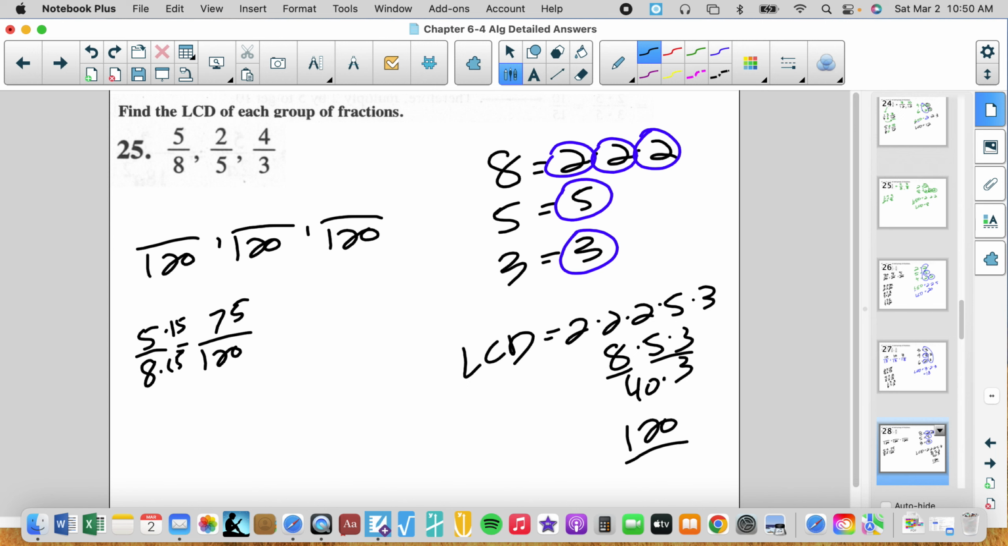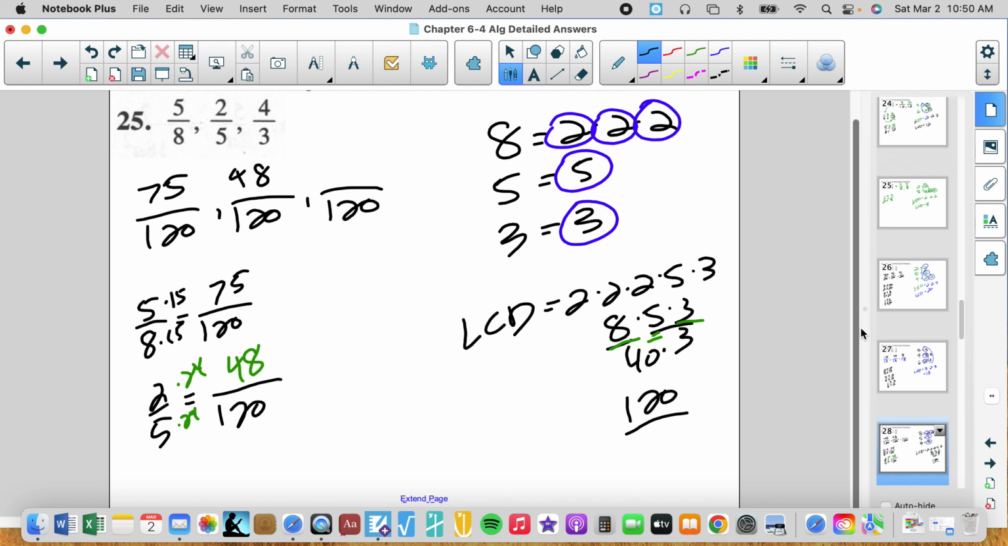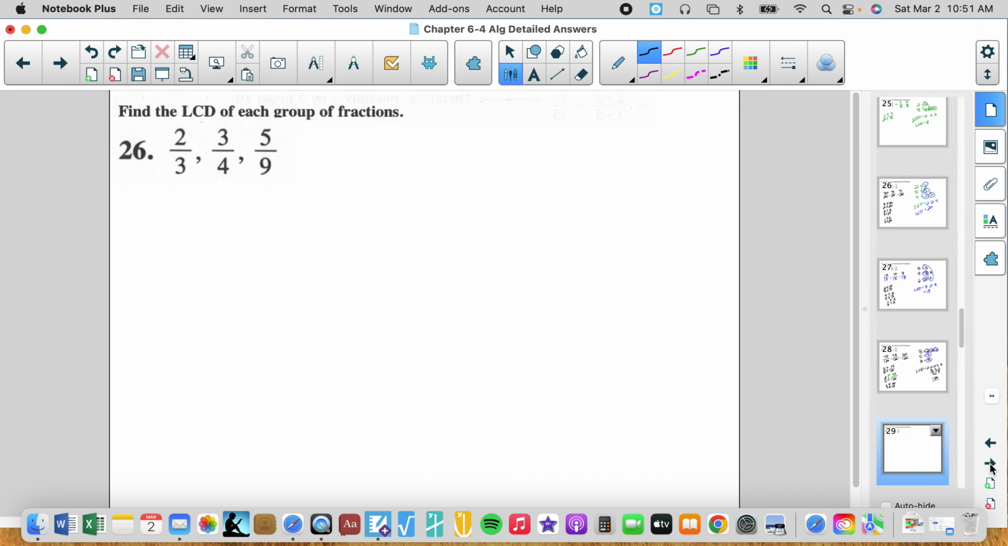25, 75. So 75 twentieths. 2/5 equals 120, so we again can come over here, and here's my 5. I still have my 8 and 3, which is 24, so I know I've got to multiply by 24, which is 48. 48 twentieths. So there's where showing our work helps us also. 4/3 equals 1/20th. I know that's going to be 40, and that's 160. So that one we didn't need to utilize the prime factorization.